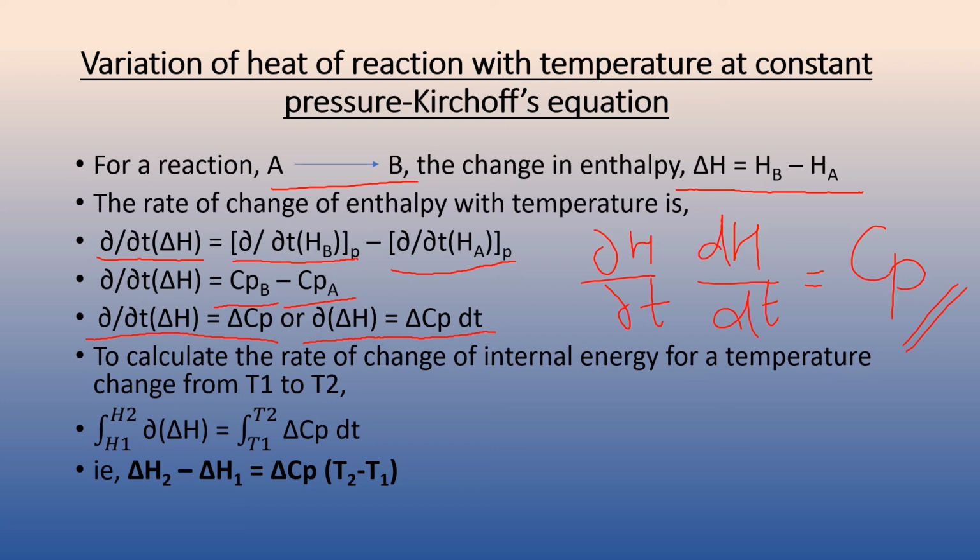To calculate the net change of enthalpy, we rearrange this expression as integral H1 to H2 of ∂ΔH equals integral T1 to T2 of ΔCp dT. In the same way, integrating, we get ΔH2 minus ΔH1 equals ΔCp into T2 minus T1. So this is the equation for variation of heat of reaction with temperature at constant pressure. These two denote Kirchhoff's equation. So that is all about the heat of reaction.